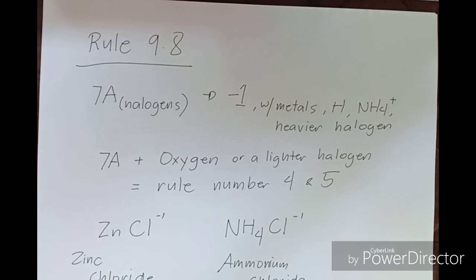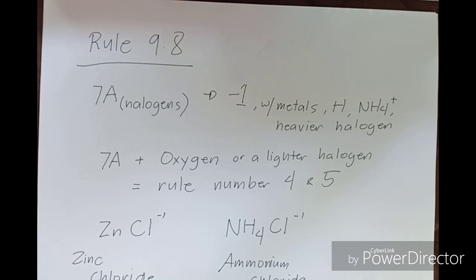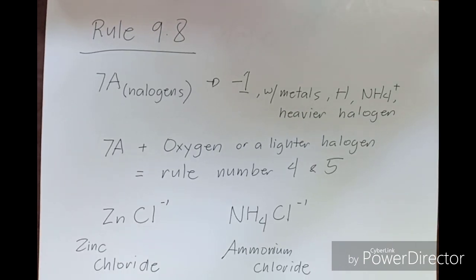Last group. Group 7A elements have oxidation states of -1 in binary compounds with metals, with H, with NH4+, or with a heavier halogen. When these elements, except fluorine, are combined with oxygen or with a lighter halogen, their oxidation numbers can be found by using rules 3 and 4. In zinc chloride, chlorine has an oxidation state of -1, and in ammonium chloride, it also has a charge of -1.